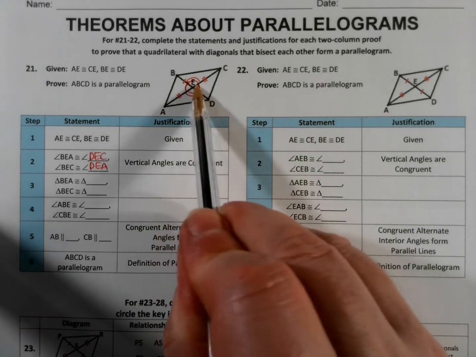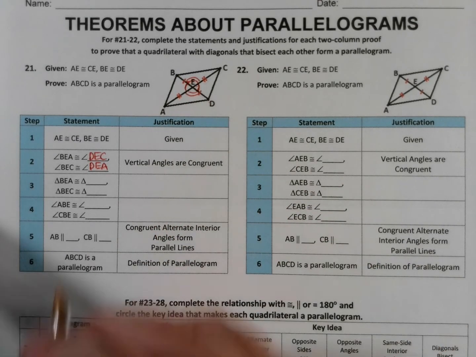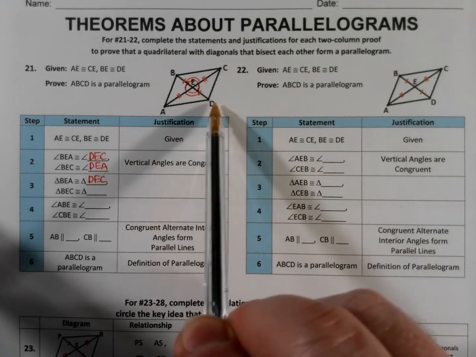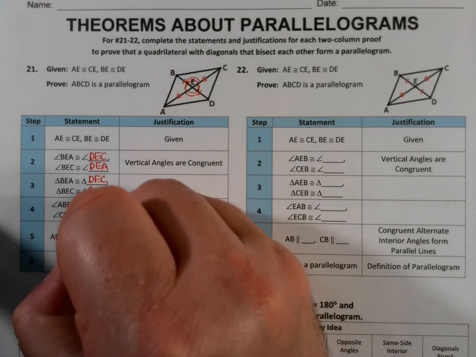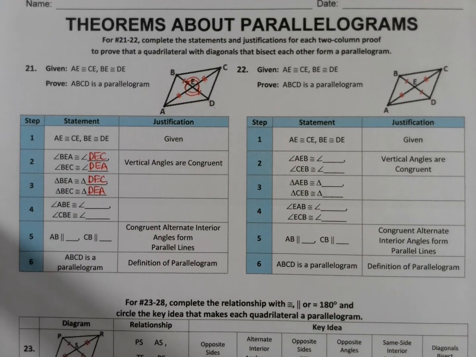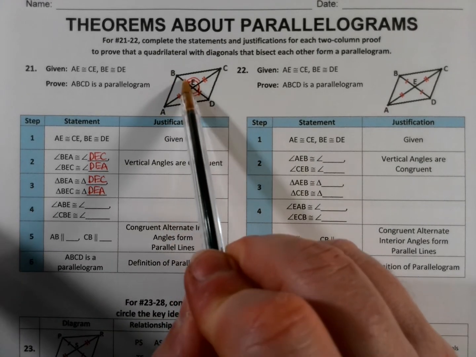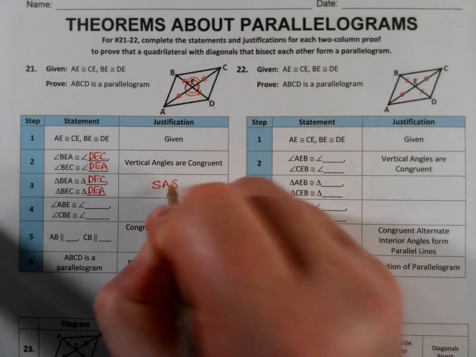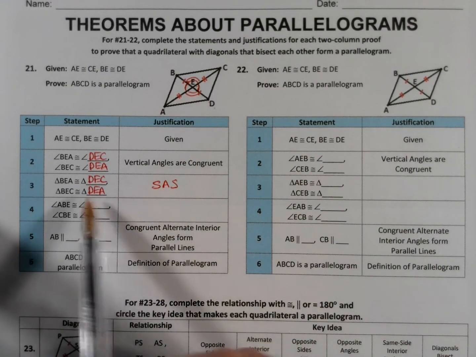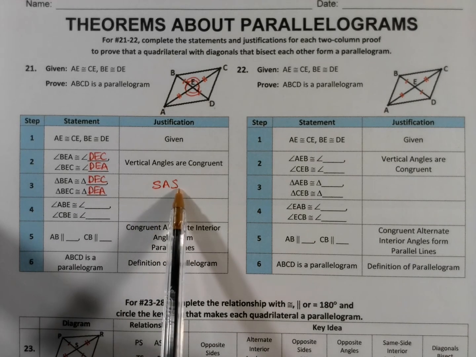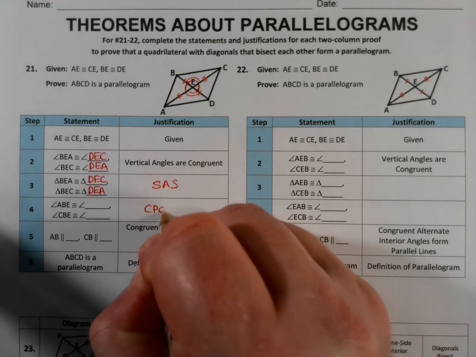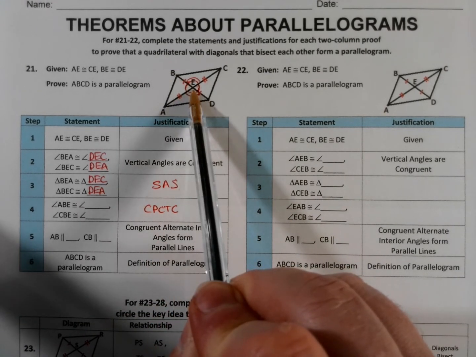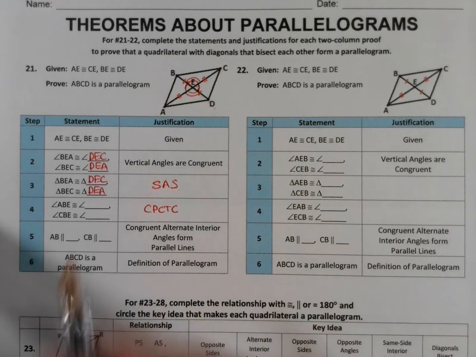So we're going to have triangle BEA is going to be congruent to triangle DEC. And then we have triangle BEC is congruent to triangle DEA. What's the reason behind each of these pairs? It's because of side, angle, side. Once we've established that each pair of triangles are congruent by side, angle, side, now we have corresponding parts of congruent triangles are congruent. So angle ABE is congruent to angle CDE.